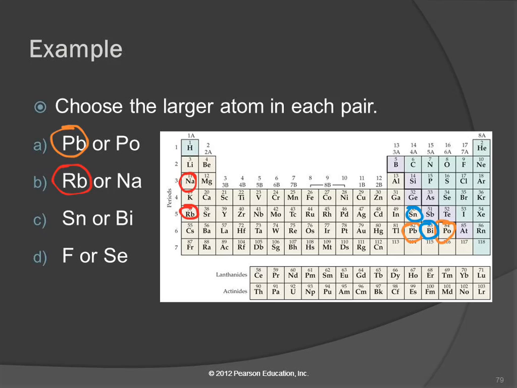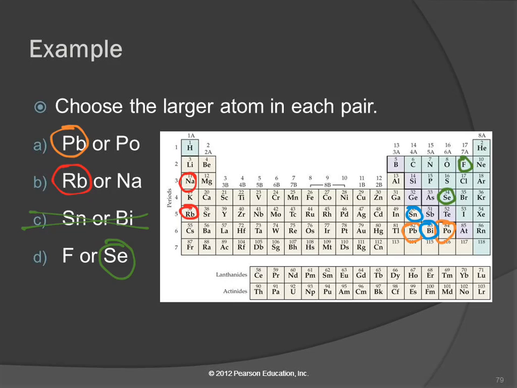How about fluorine and selenium? Here's fluorine and here's selenium. There's another one on the diagonal. Going across means that fluorine would be smaller. The going down rule says selenium would be bigger. Those two rules reinforce each other, and so we can answer that one. The selenium would be bigger. And this one we're not going to say we don't have enough information. We'd have to be kind of guessing at that one.